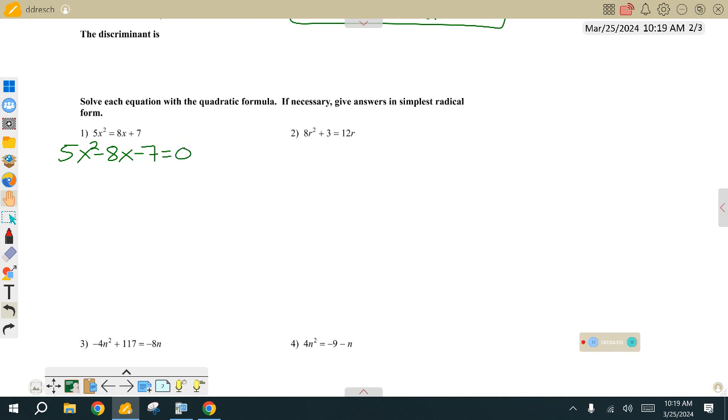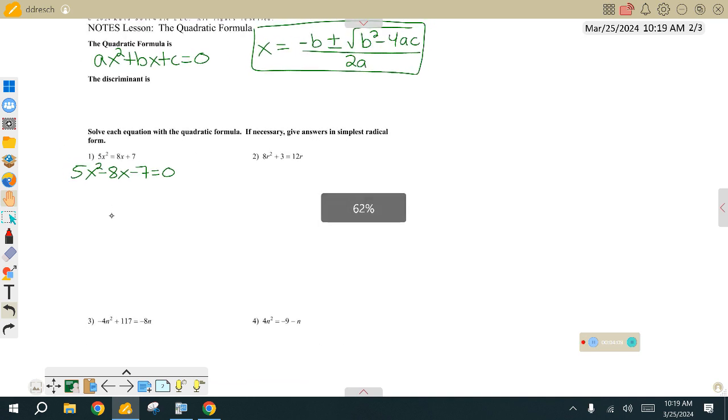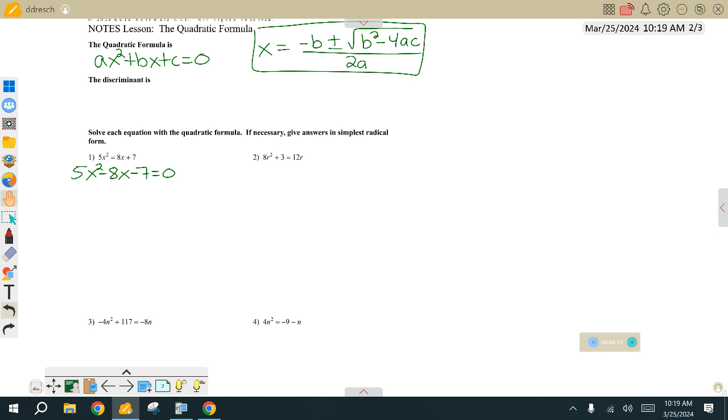Cool. We're there. Now, right at the top of the page, you've got your formula. You've got your A, B, and C values. We're going to plug them into the respective spots, just like you'd be using a geometry formula. Slowly plug them into the respective spots.